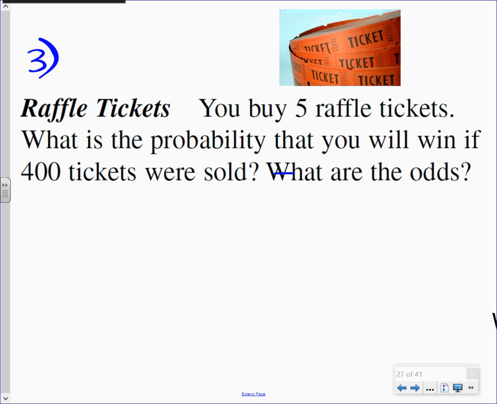But go ahead and, we're not going to do the odds in this class. We're not going to focus on odds. We're just going to focus on probability. Go ahead and write this one down. This will be a last example here.